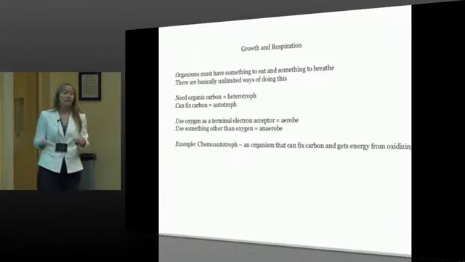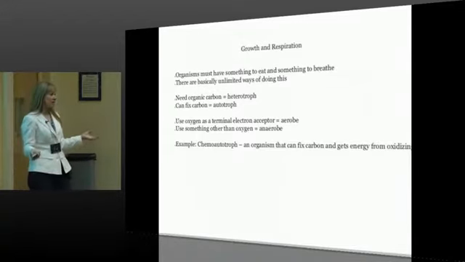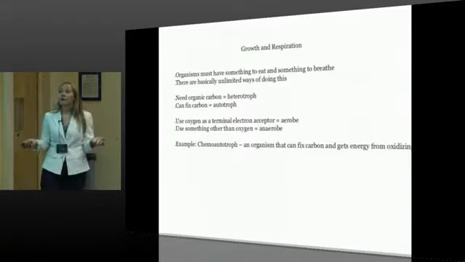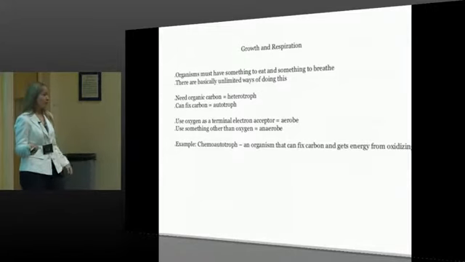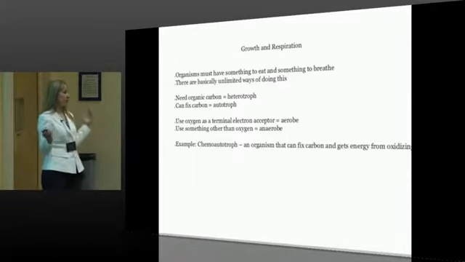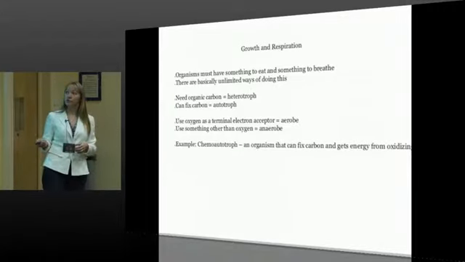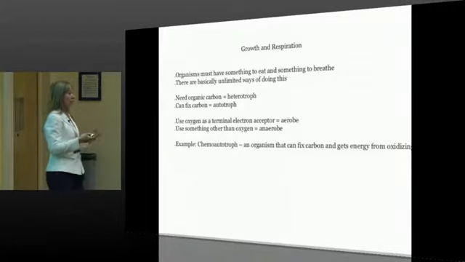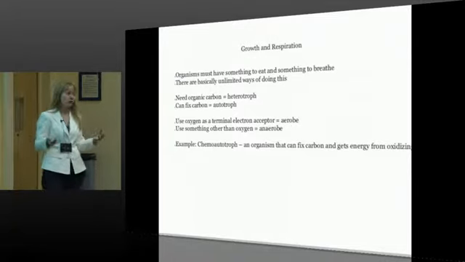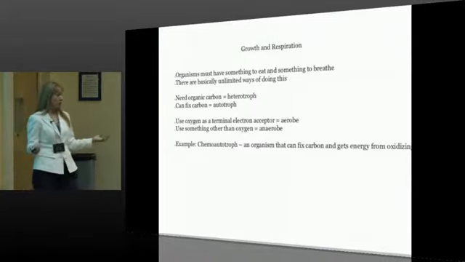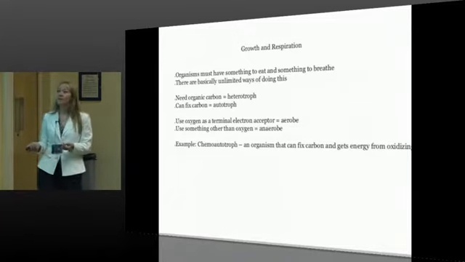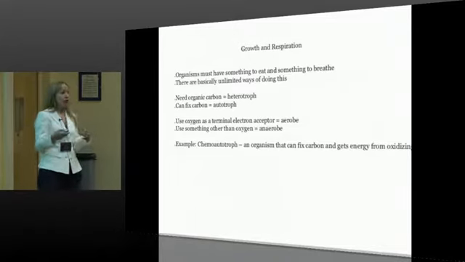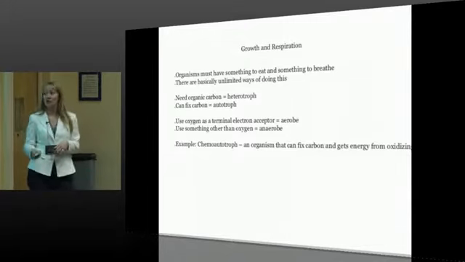So growth and respiration. Basically, just like us, you need something to eat and you need something to breathe. And I would say that there's unlimited ways of doing this. You could count up all the ways we know about, but we probably haven't scratched the surface. So if you need organic carbon to eat, like we do, you're a heterotroph. Or some things can make their own organic carbon, and that's an autotroph. And if you breathe oxygen, you're an aerobe. If you breathe something other than oxygen, you're an anaerobe.